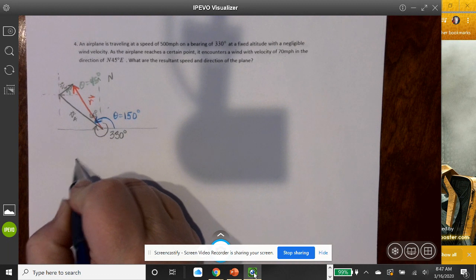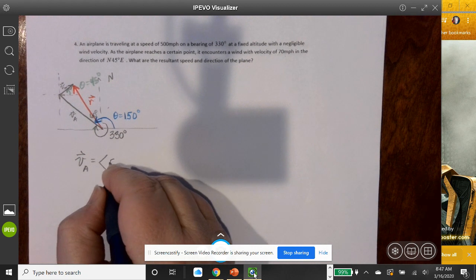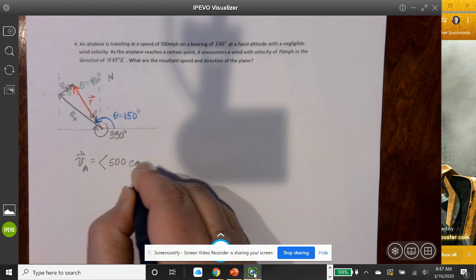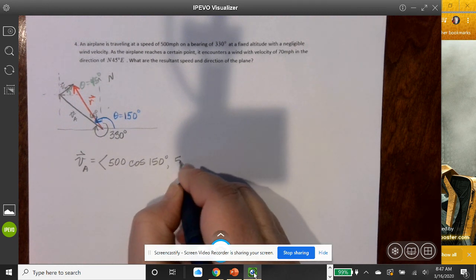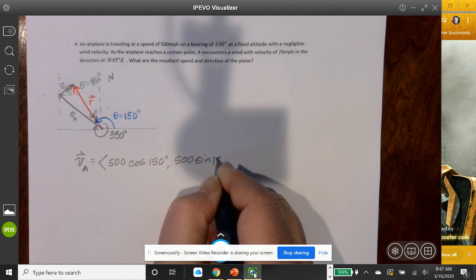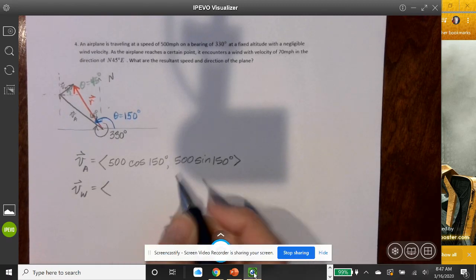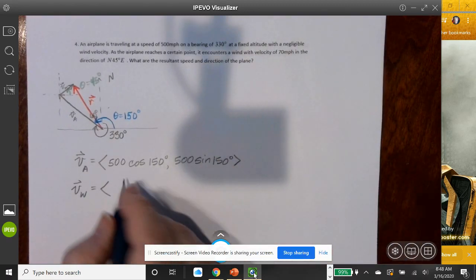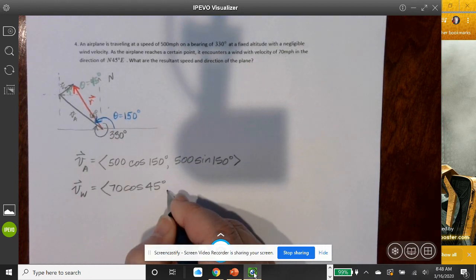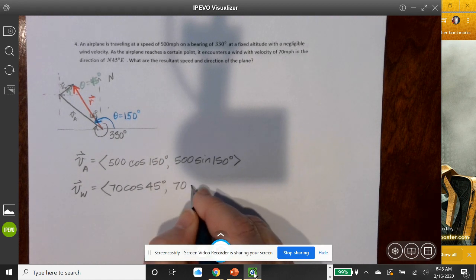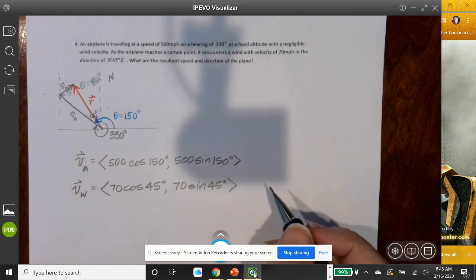All right, so let's write the velocity vector for the airplane. We know its magnitude is 500, so this would be 500 times the cosine of its direction angle, which is 150, and then 500 times the sine of its direction angle, which is 150. The velocity of the wind, you're going to get really good at these problems, they tell us the magnitude is 70, so this will be 70 times the cosine of its direction angle, which is 45 degrees, and 70 times the sine of 45 degrees, which is its direction angle, right?